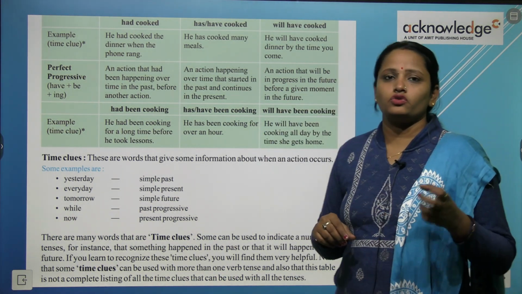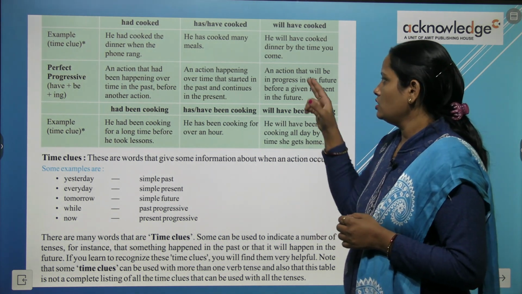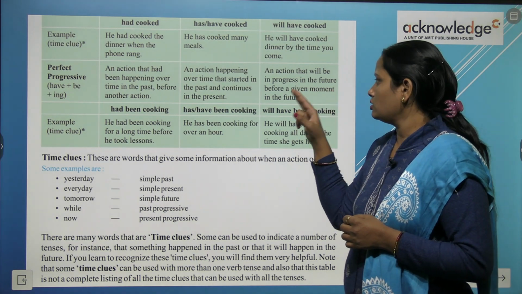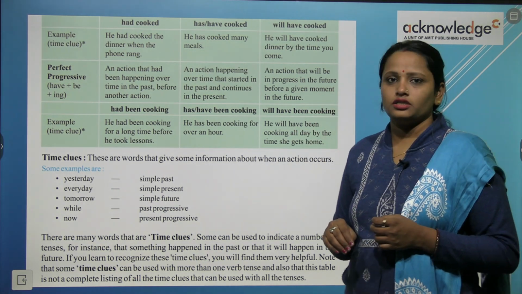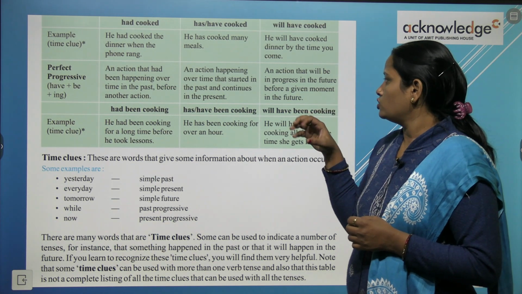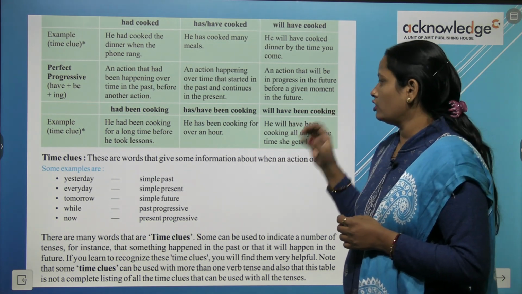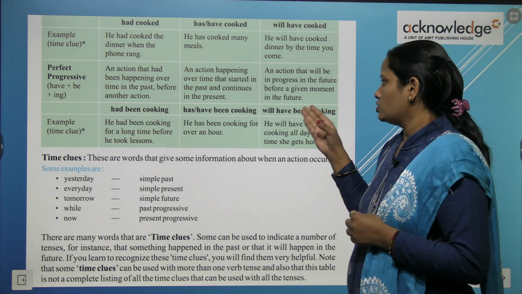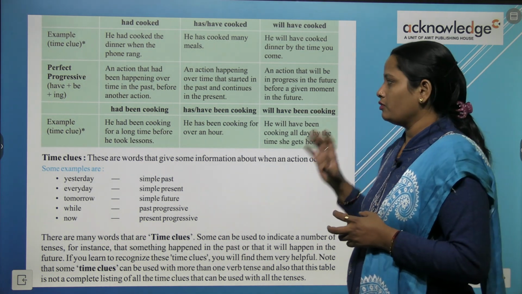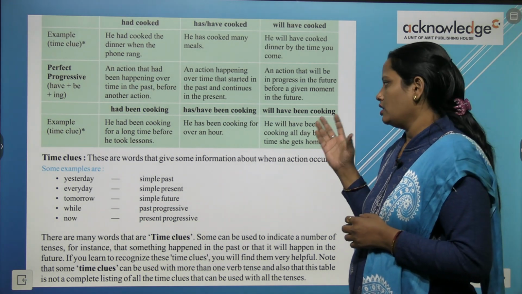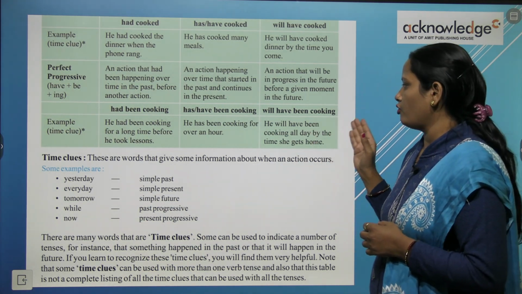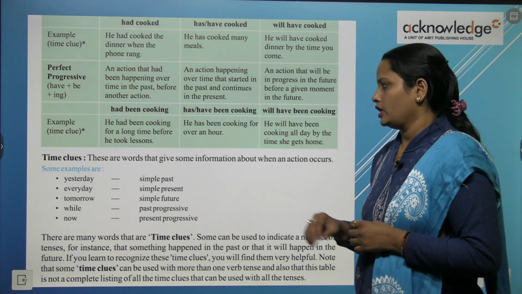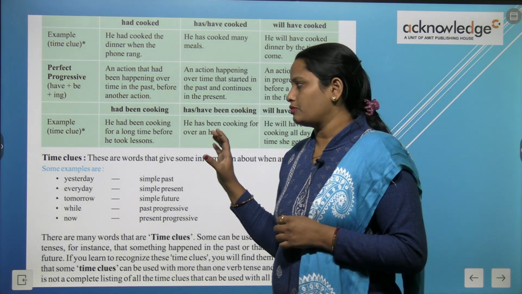Now the next is future perfect continuous tense. So in this, an action that will be in progress in the future before a given moment in time. So एक ऐसा action जो future में चल रहा होगा before a given moment of time, एक दिए हुए future time के अंदर. So will have been cooking. So यहाँ पे will have been cooking use किया गया. Now the example is he will have been cooking all day by the time she gets home. So these are a few of the examples, children.